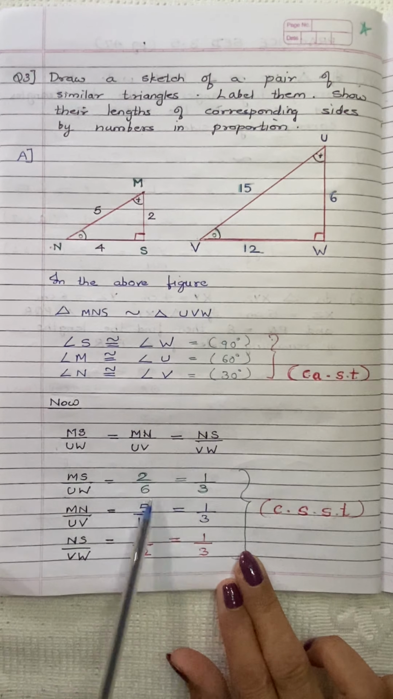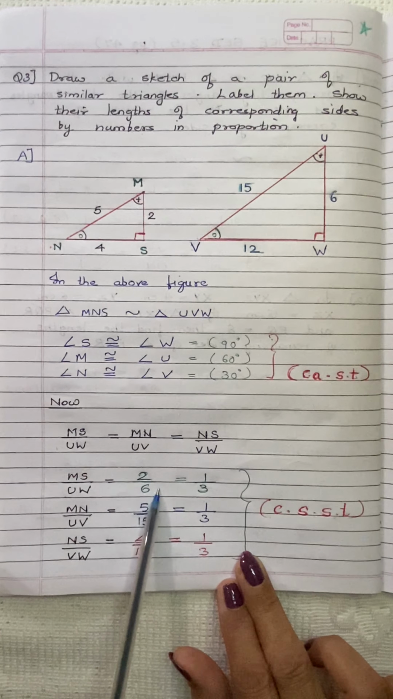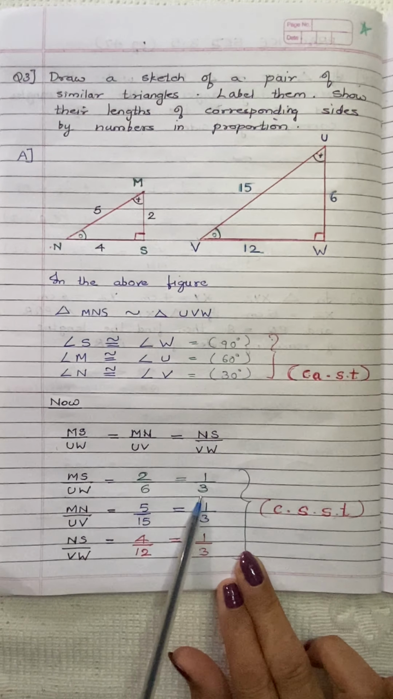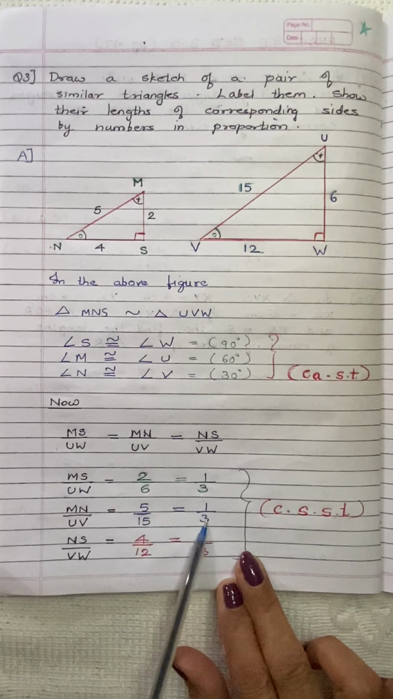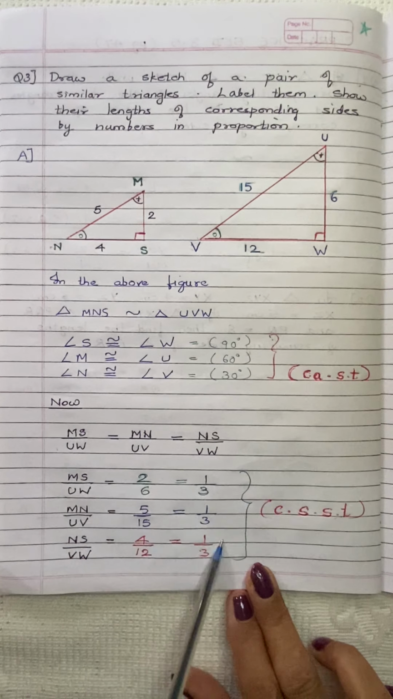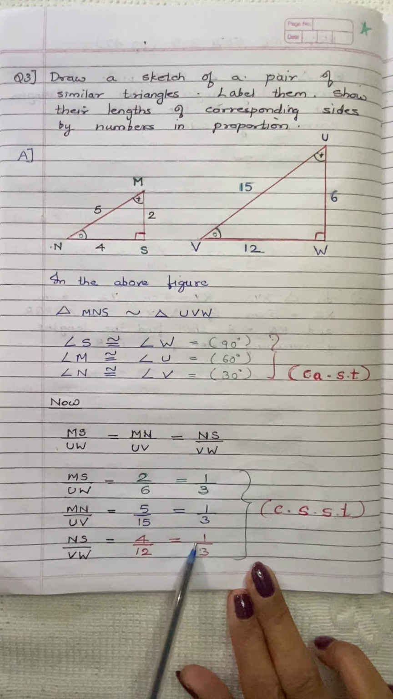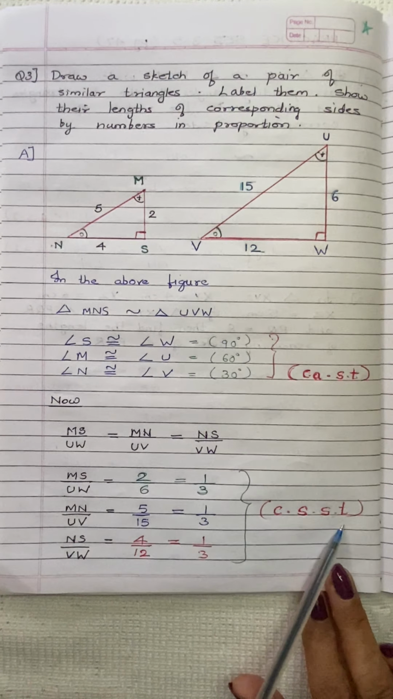If I reduce them to lowest form, that is divide the numerator and denominator by the same number, I get 1 upon 3. So 2 ones are 2, 2 threes are 6, so 1 upon 3 is the answer. 5 ones are 5, and 5 threes are 15, 4 ones are 4, and 4 threes are 12. So all the ratios are in proportion. So corresponding sides of similar triangles.